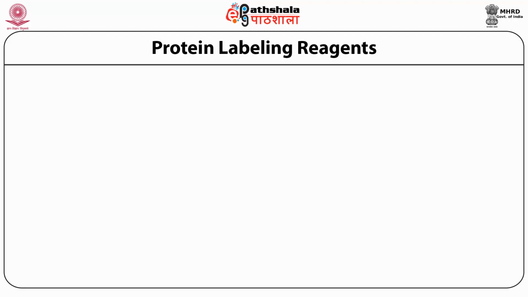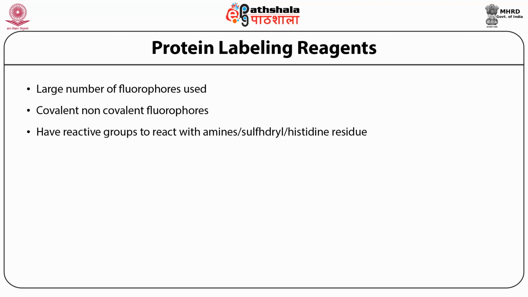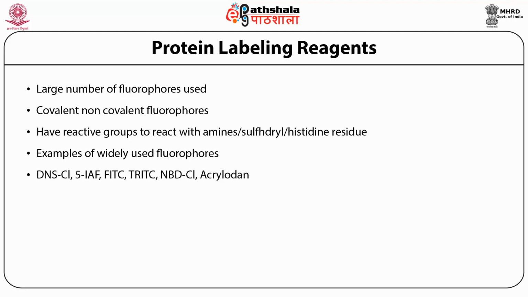Protein labeling reagents. Large number of fluorophores have been used to label proteins, and they can be covalent or non-covalent in nature. Covalent have reactive groups to react with amines, sulfhydryl, or histidine residues. Examples of widely used fluorophores include dansyl chloride, 5-IAF, FITC, TRITC, NBD chloride, and acrylodan.